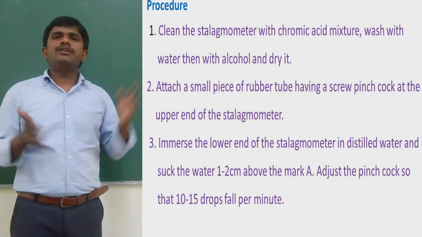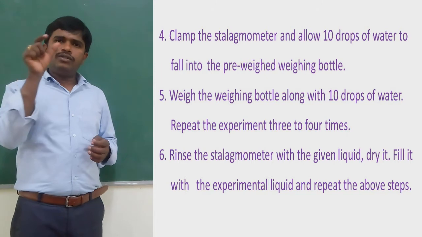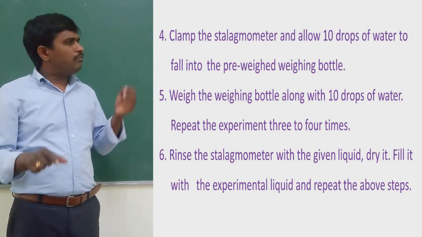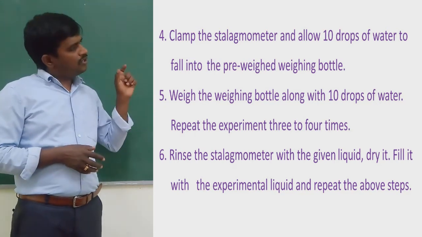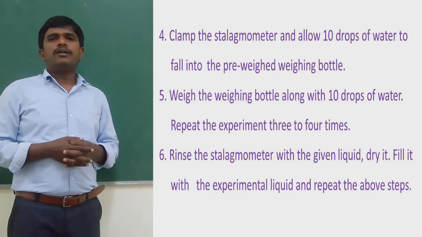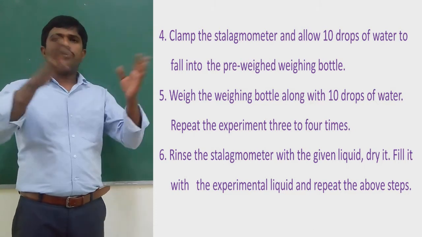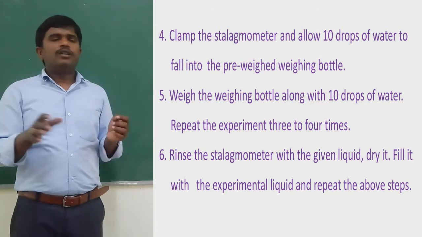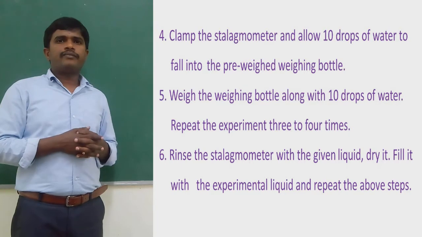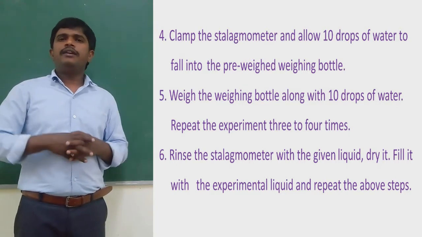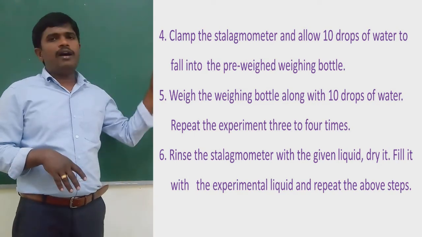Next, clamp the stalagmometer and allow 10 drops of water to fall into the pre-weighed weighing bottle. Weigh the weighing bottle along with the 10 drops of water. Repeat the experiment 3 to 4 times. This is for water. For the liquid, rinse the stalagmometer with the given liquid, dry it with the experimental liquid and repeat the above steps, that is the steps we did for water.